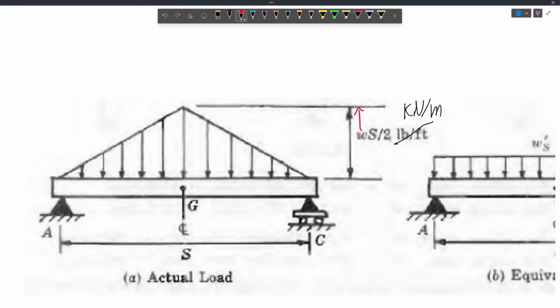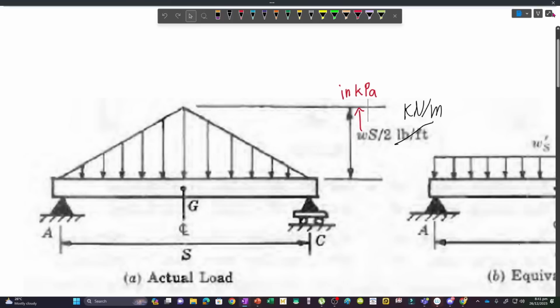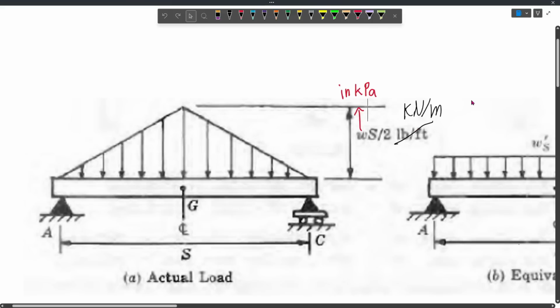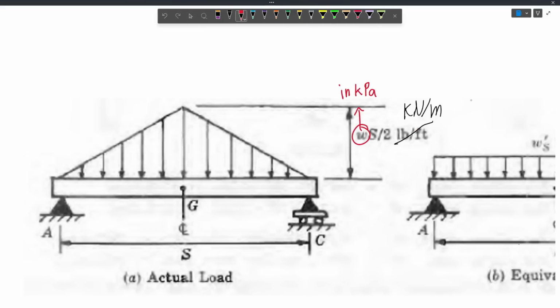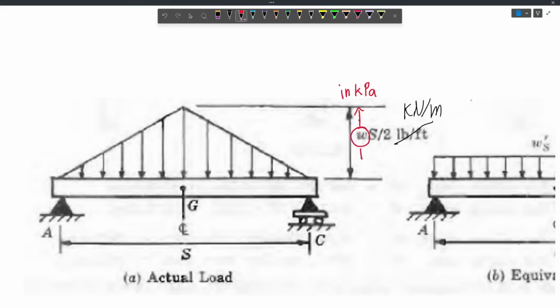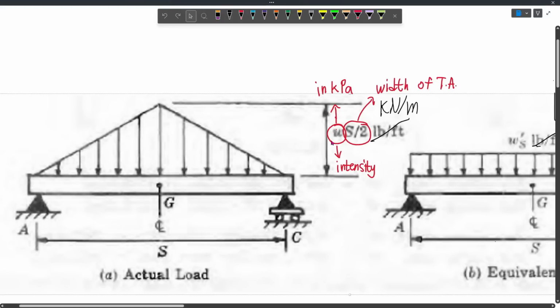Itong W kasi, this is just the intensity of the load in kPa. So, let's make it clear dito na this is in kPa. Para lang itong yung I natin. Again, balik tayo. Diba, ito yung ginamit natin for the uniform live load, which is the intensity in kPa multiplied by the width of the tributary area. And so, the same lang yan dito. However, instead of I, W yung ginamit dito because it's much more intuitive kasi. Again, W is the intensity and then itong S over 2, this is the width of the tributary area. And so, that's why this is the value of our uniform load.